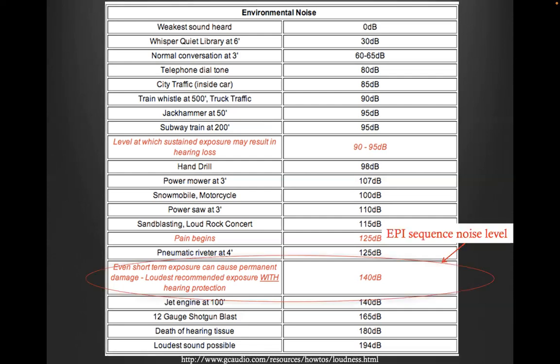So that's something that you don't want your subject or even your staff to experience. And I just want to remind you, those EPI sequences, the loudest sequences from the scanner, could be at the level of 120 or 140 dB.